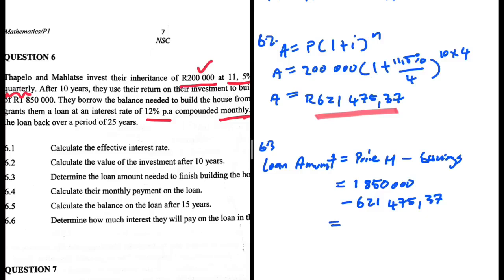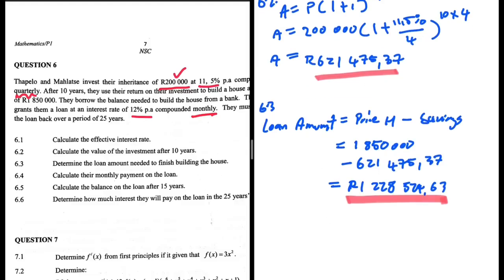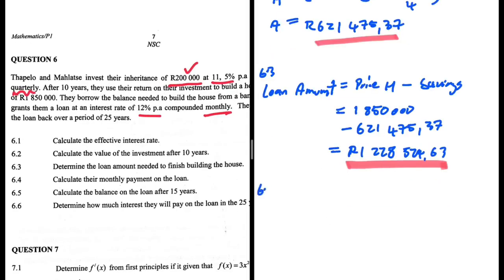So let me plug that in my calculator. 1,850,000 minus 621,475.37 cents. I'm getting 1 million, so this is 1,228,524.63 cents. So there we go. This is the amount that these two will finance. That is the loan amount needed to finish building the house. That is 6.3. Let's take a look at 6.4.